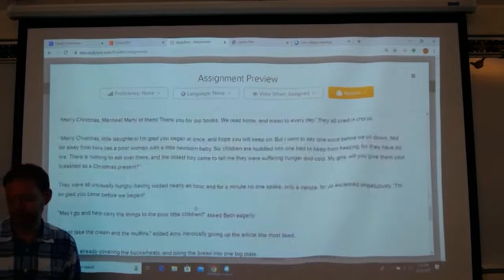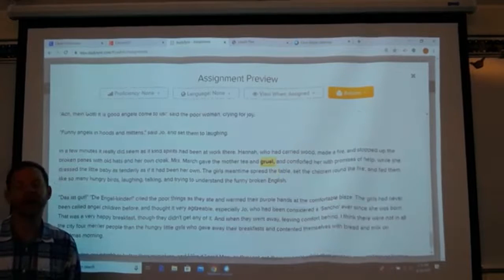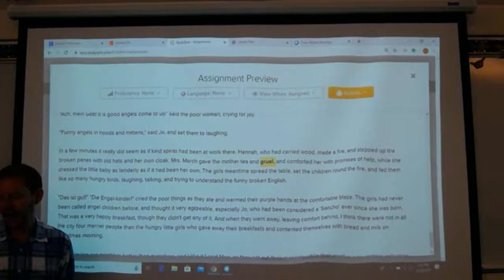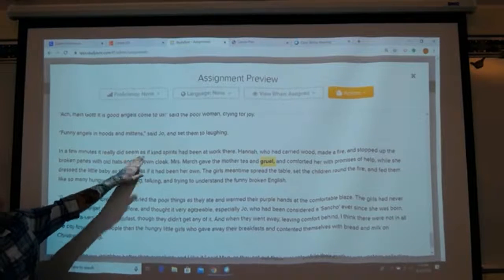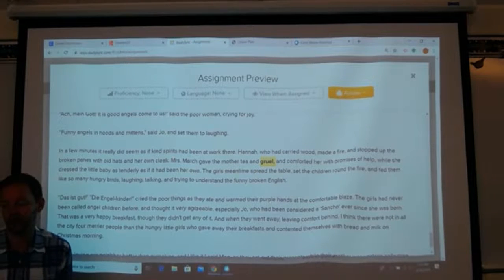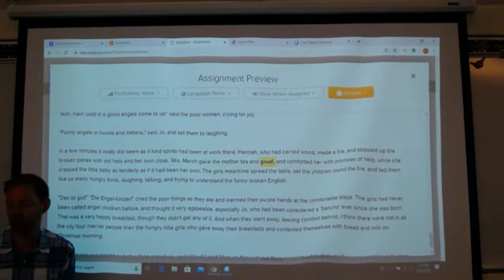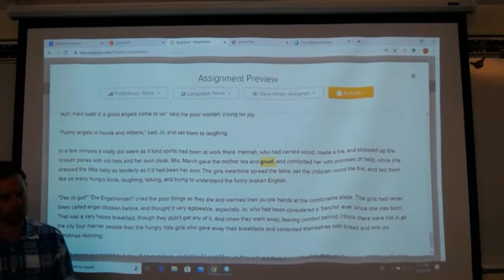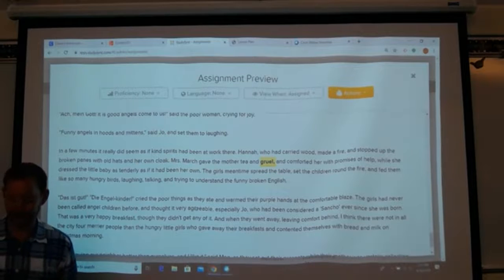All right, continuing on towards the bottom, we have the word gruel. So it says, Hannah, who had carried wood, made a fire, and stopped up the broken panes with old hats and her own cloak. Miss March gave the woman tea and gruel and comforted her with promises of help while she dressed the little baby as tenderly as if it had been her own. So tea and gruel. So tea is something you drink. So gruel is going to be, again, some kind of food.